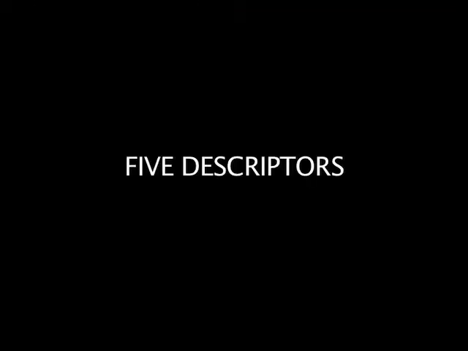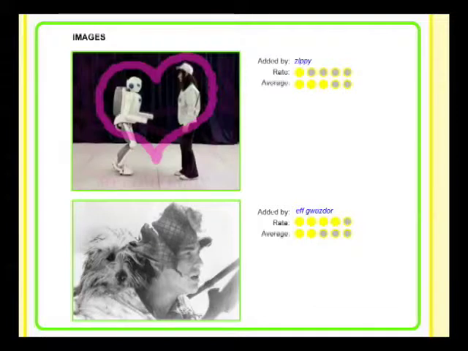Five descriptors. Each utopia is described in five ways: images, reveries, guide, laws, and actualization. These can be edited by any member of the utopia and viewed by anyone. Images visually describe the utopia. They can be practical descriptions of the functioning of the utopia, or, just as importantly, they can illustrate the style or cultural character of the utopia.